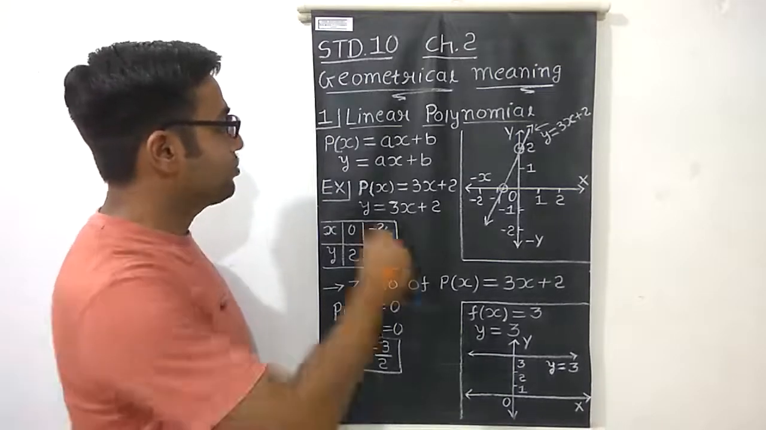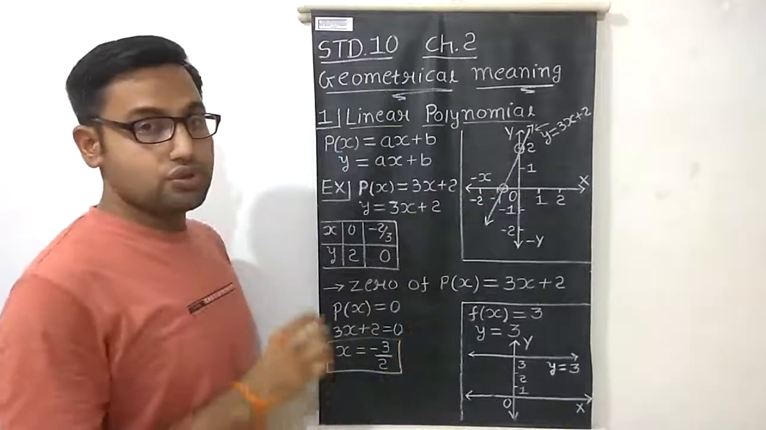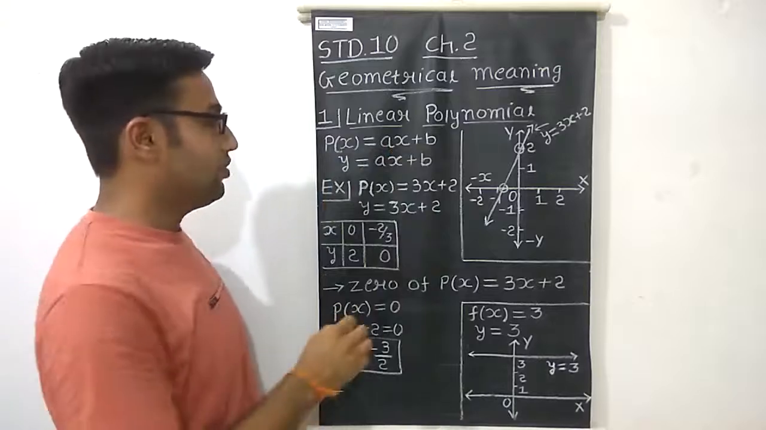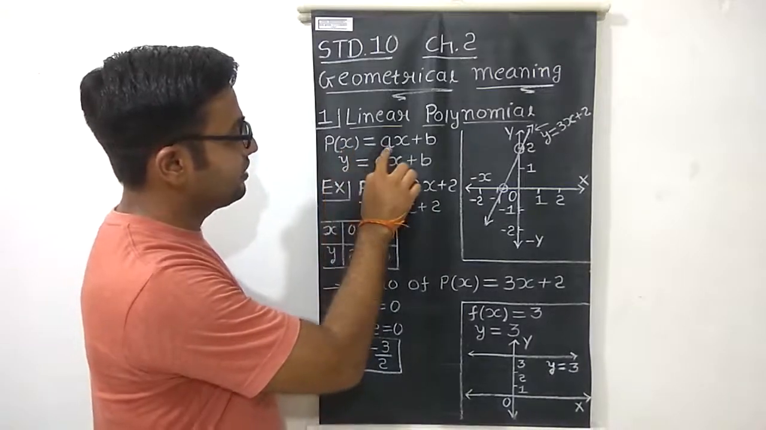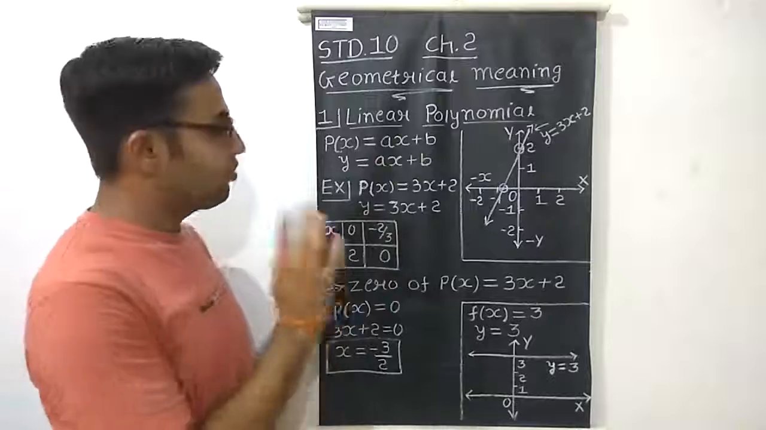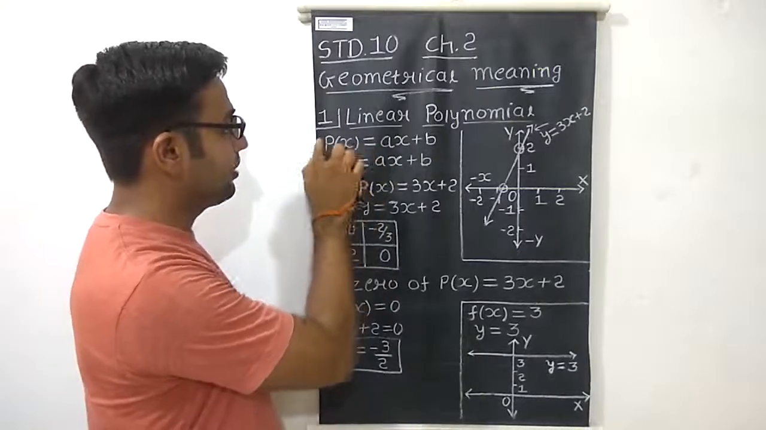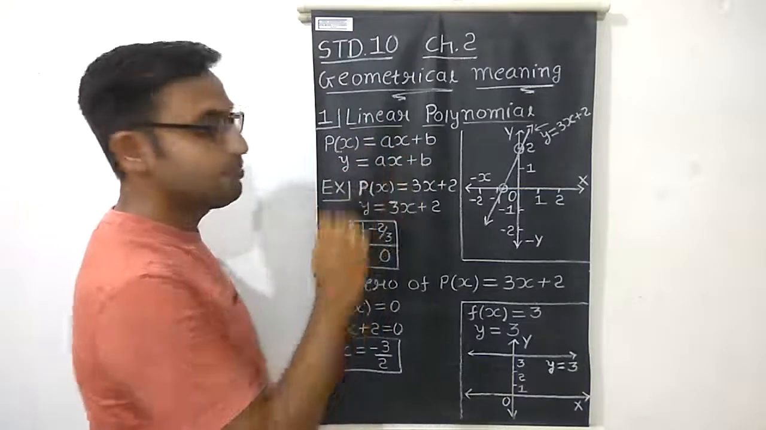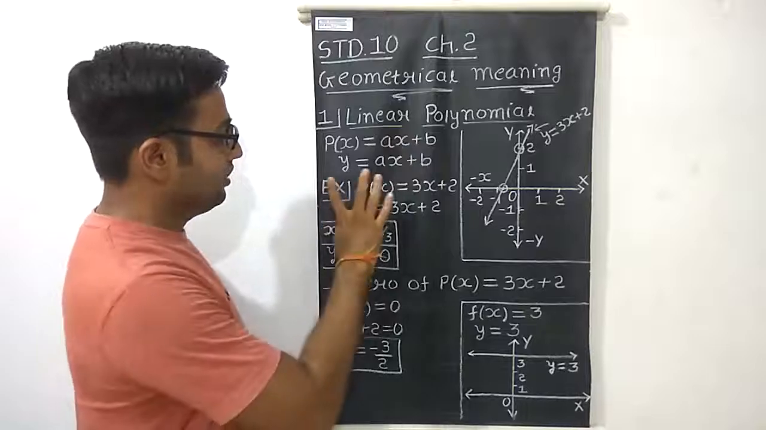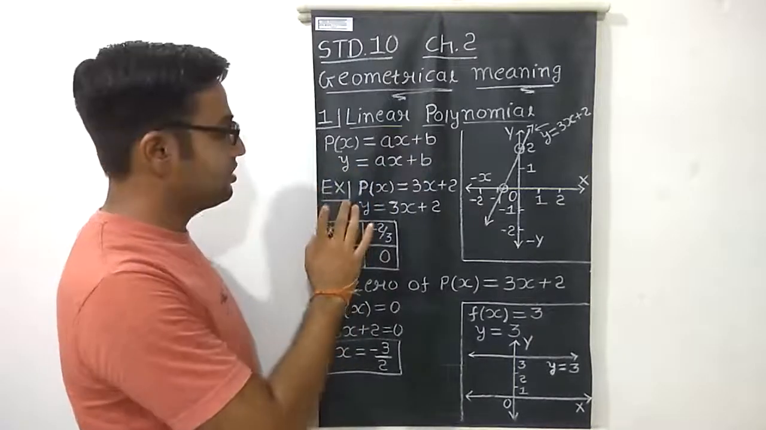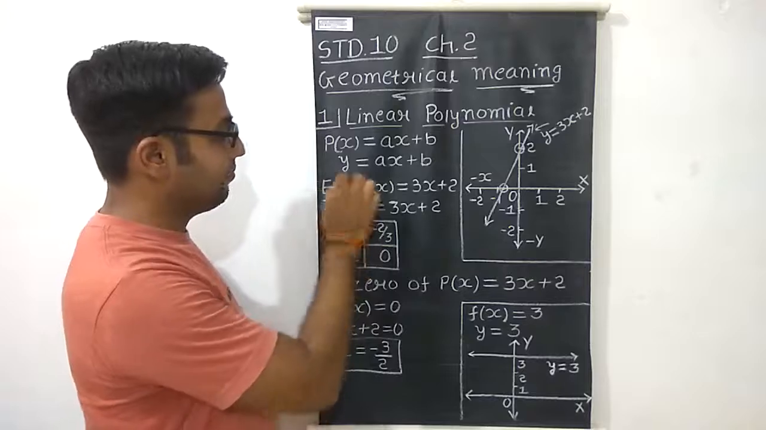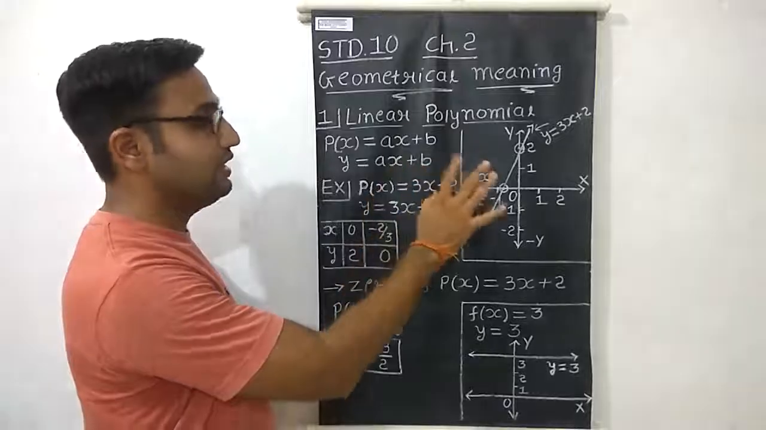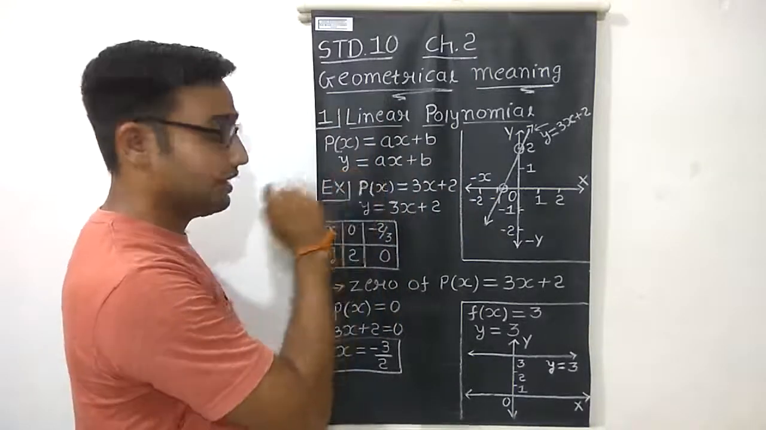So the first type is linear polynomials. The standard form is p of x equals ax plus b. As we know, by changing the value of x, this value also changes. So we can take this as another variable. Let's take it y, so y equals ax plus b. Why do we take y? Because by taking y, now we can represent this expression on the graph.